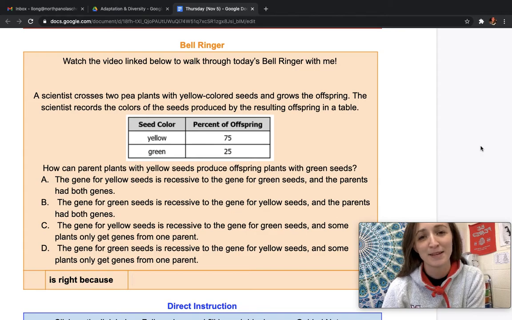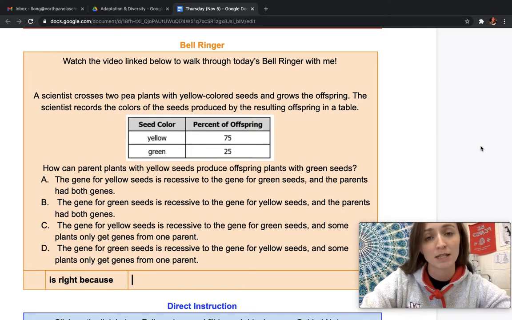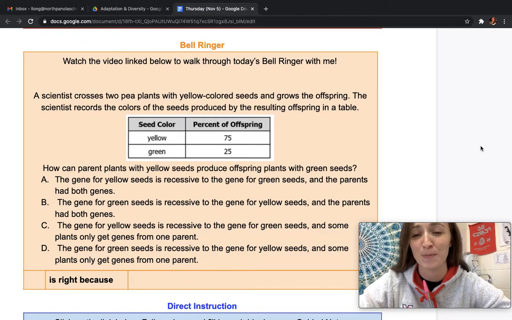Right, happy Thursday. Let's go over our bell ringer. Today's bell ringer comes from your benchmark test. There were many questions that we absolutely crushed on our benchmark, but this is not one of them. So let's go through it, break it down, see how to get the correct answer.